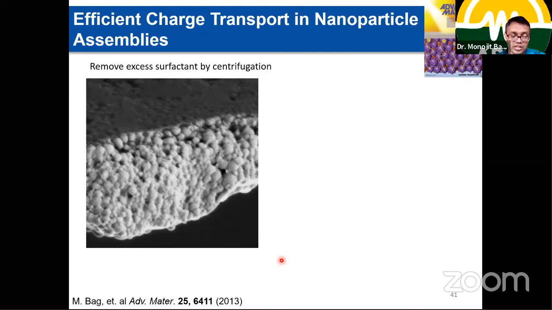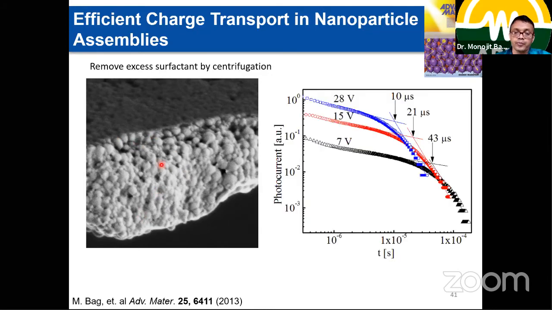And that comes to the second work, where we demonstrated that by doing a lot of processing, such as removing excess surfactant, we can get very nice, very close packing. They are not very uniformly packed, but they're very close packed. So you can see all these particles here. And we have measured the time of flight mobility. They are quite good, comparable to the pristine polymer.